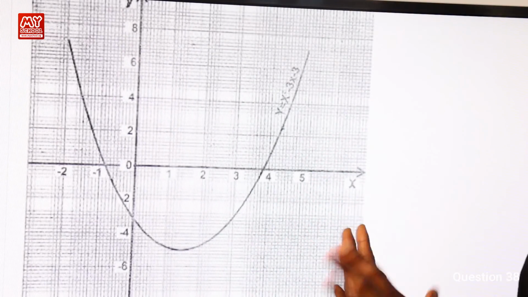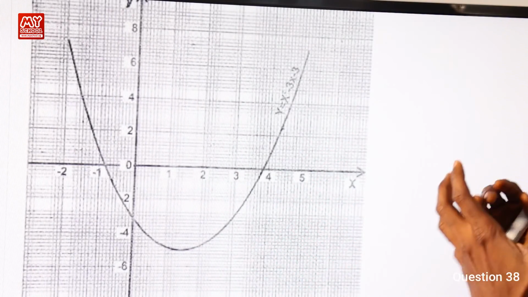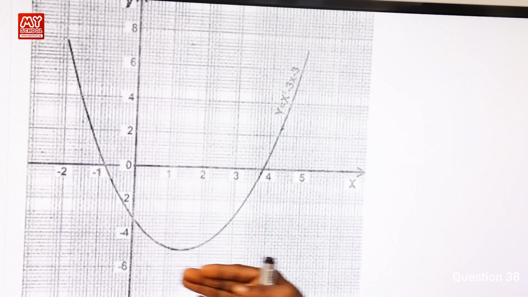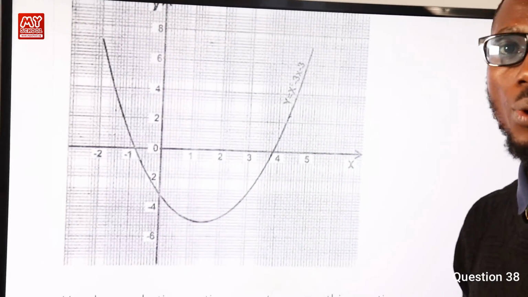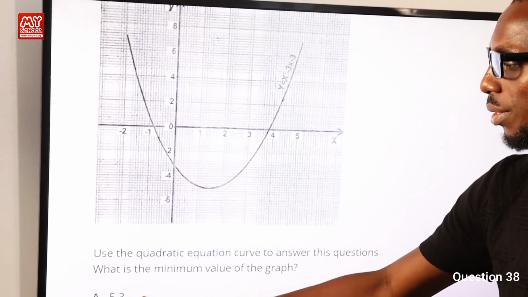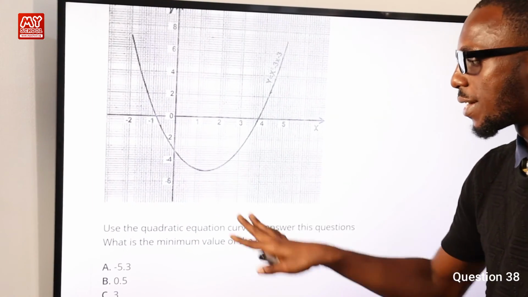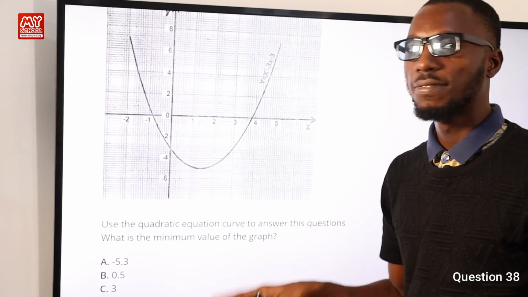This is because the graph I'm having here is not sparkingly clear, so we can just assume it's minus 5 point something. If you scan through our options, which of them is closer to the value I just prescribed? That is option A, minus 5.3. So minus 5.3 is very correct.